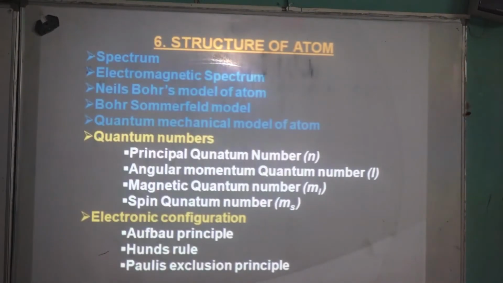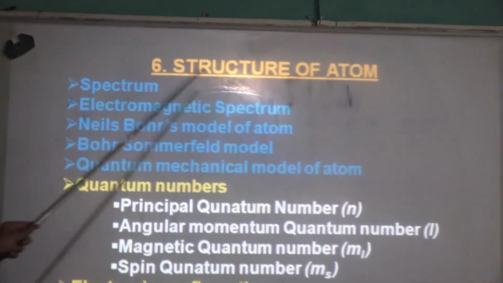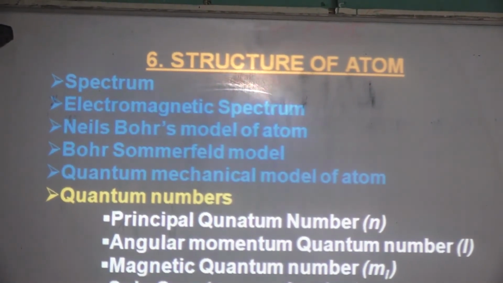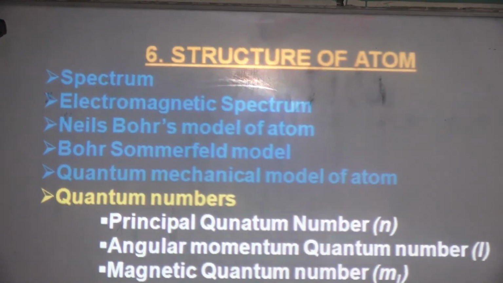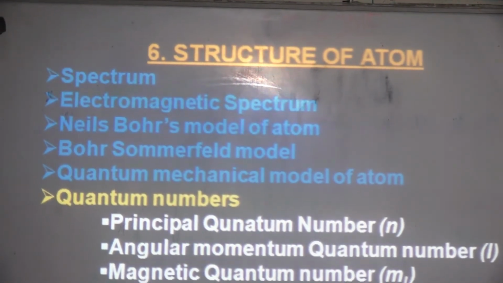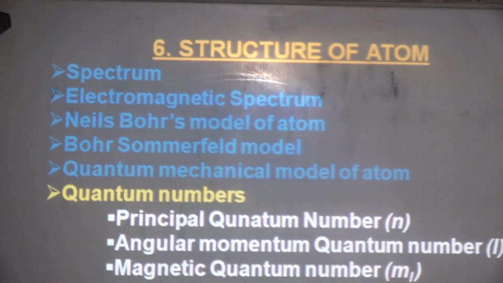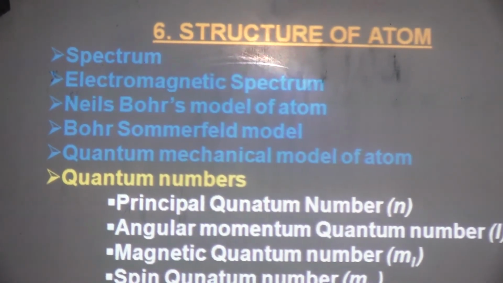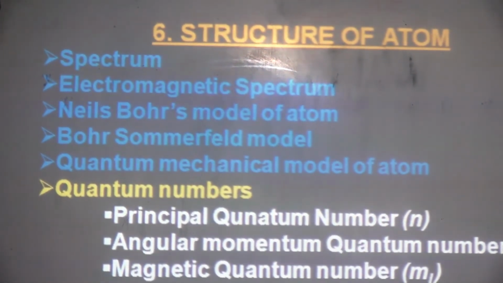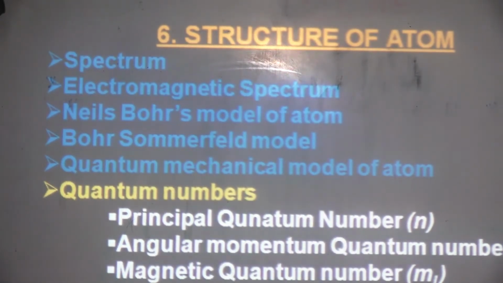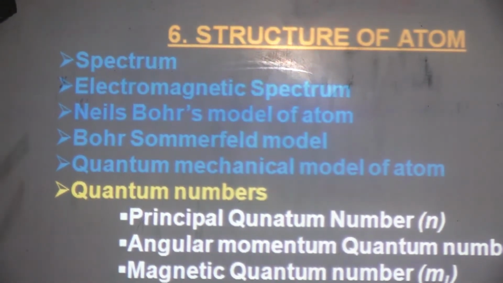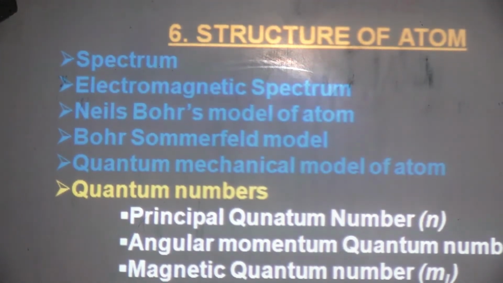Now come to the sixth chapter, structure of atom. Of course, some fear has occurred in your mind: oh, such a dangerous chapter. But in physical science, whether it is physics or chemistry, any science, you have to read with logic. That is the most important. If logic is missed, the entire subject is missed. You have to read atomic structure with logic.